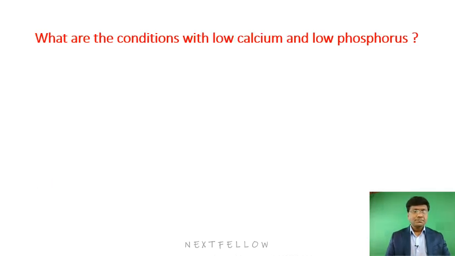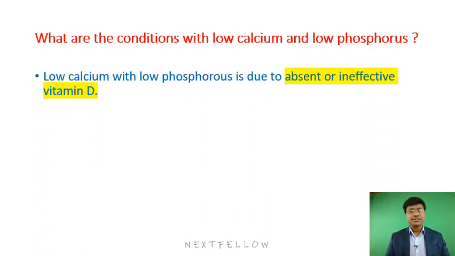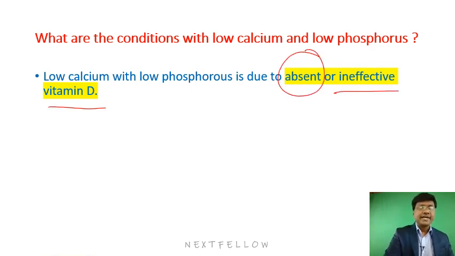Next. Now, what are the conditions with low calcium and low phosphorus? See, low calcium and low phosphorus is due to absent or ineffective vitamin D, right? Absent or ineffective vitamin D.